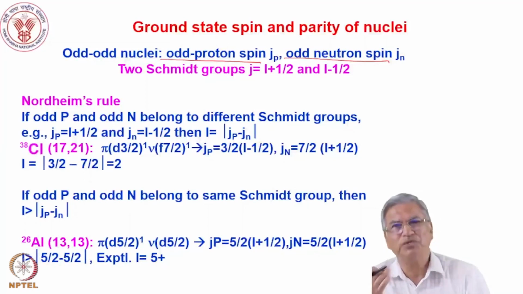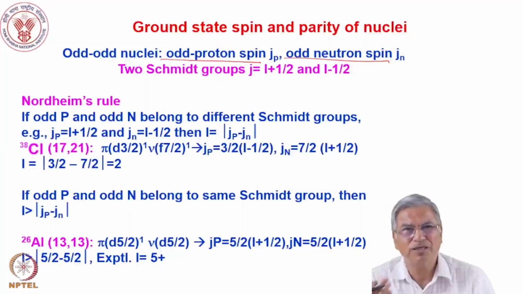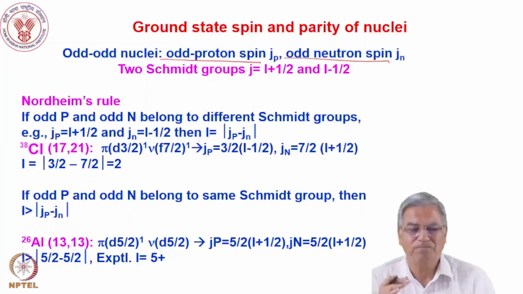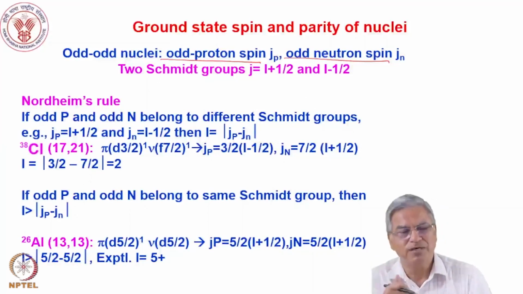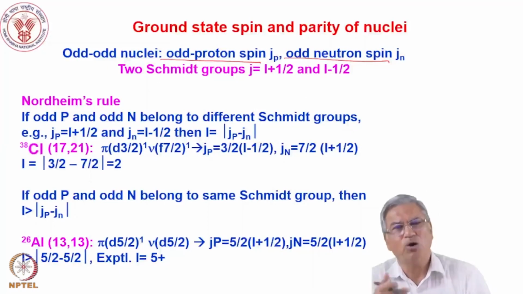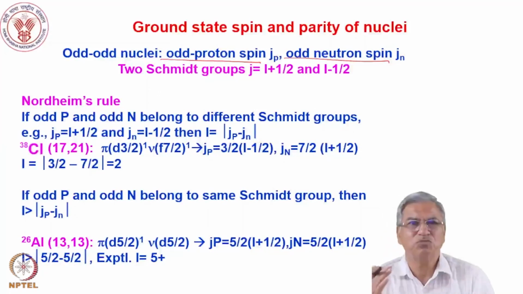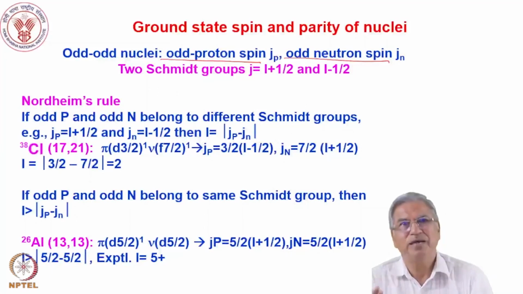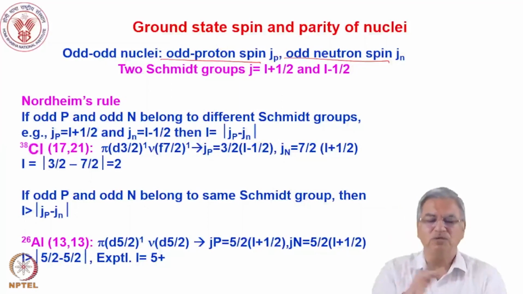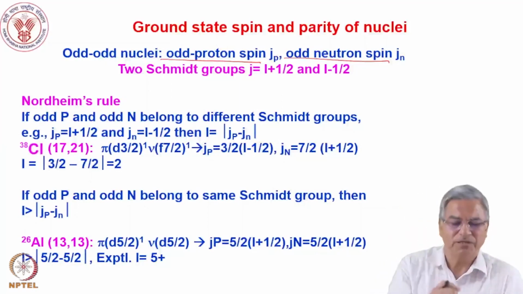So a Schmidt group is actually the classification based on the magnitude of the magnetic dipole moment, whether it is L plus 1/2 or L minus 1/2. The same analogy will apply here. Nordheim said that the odd neutron and odd proton may belong to different Schmidt groups. When we say different Schmidt groups, it means one is L plus 1/2 and the other is L minus 1/2. In fact, we can suffice to say they belong to different values of L plus 1/2 or L minus 1/2.